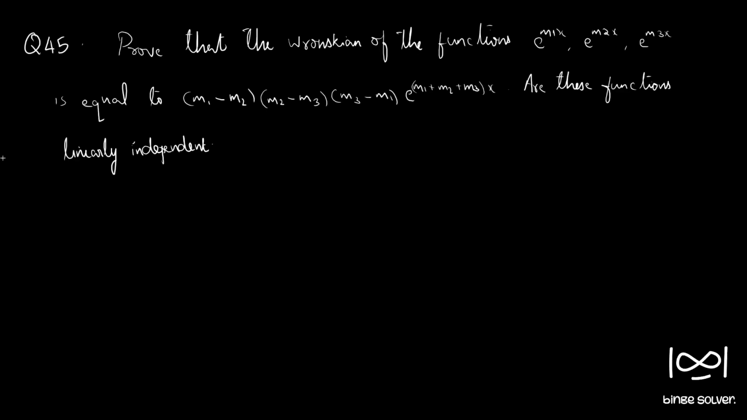Question 45. Prove that the Wronskian of the functions e raised to m1x, e raised to m2x, e raised to m3x is equal to (m1 minus m2) into (m2 minus m3) into (m3 minus m1) into e raised to (m1 plus m2 plus m3)x. Are these functions linearly independent? So it's straightforward.